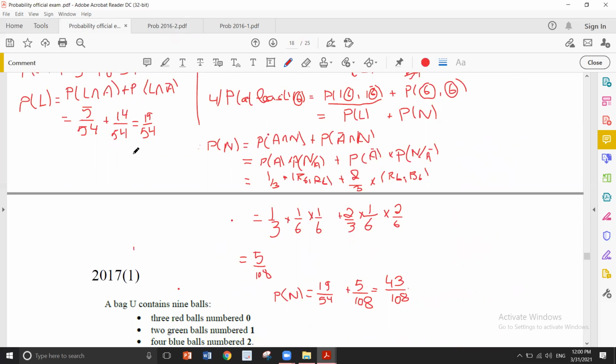Please, any questions about this exercise? No, I did not calculate the probability of L plus the probability of N. Here, this probability is not for N, it is the probability of at least one 6.